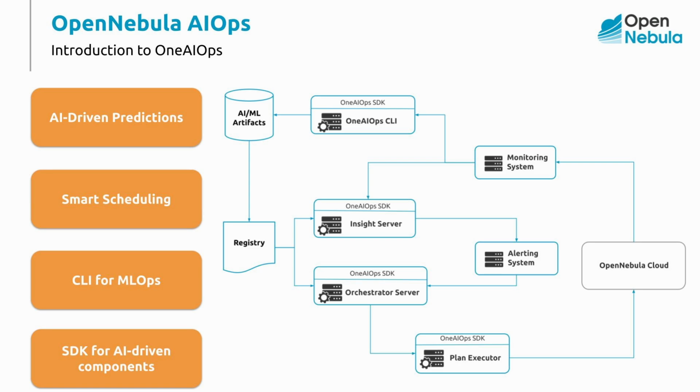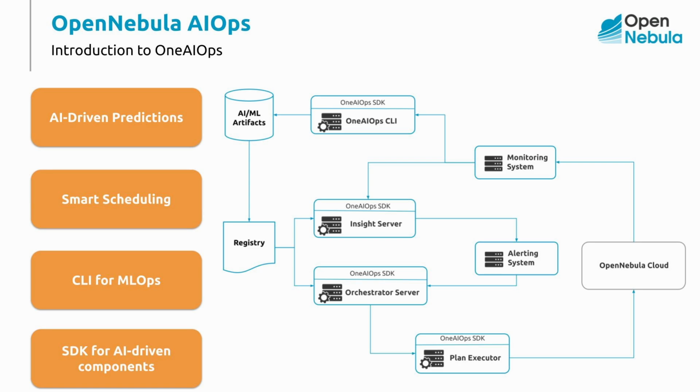Insight Server provides predictions related to metrics, such as CPU usage, that are defined in the registry. The predictions can be accessed through the REST API and are exposed in the Prometheus format, thus it can be integrated with the monitoring and alerting system.